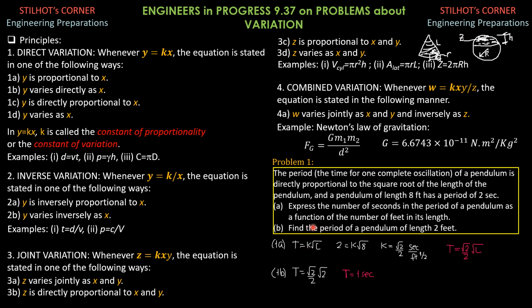So that in part B, find the period of a pendulum of length 2 feet. So period equals constant, square root of 2 over 2, times square root of 2. So that would be 2 over 2 or 1 second.